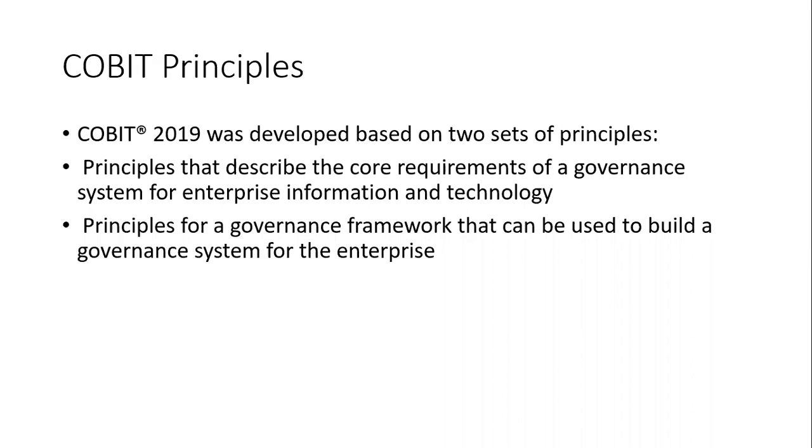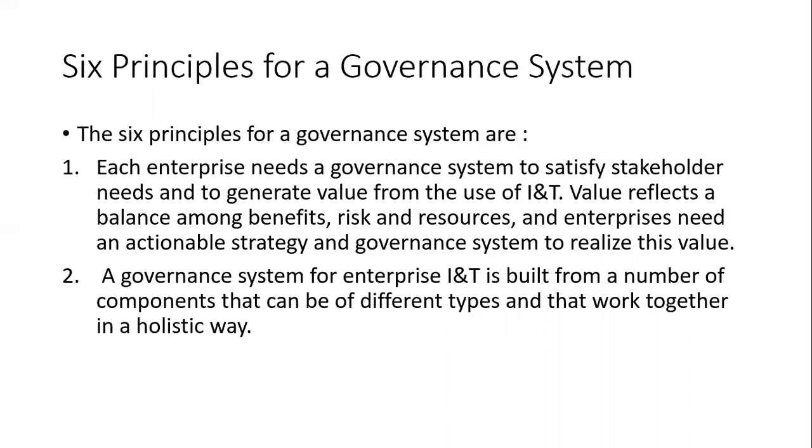And in COBIT, you should know that there are two sets of principles. Number one, principles that describe the core requirements of a governance system for enterprise information and technologies. Number two, principles for a governance framework that can be used to build a governance system for the enterprise. So these are the two sets of principles that we have in COBIT. And of course, the examination questions would be set to know whether you can distinguish between the two of them.